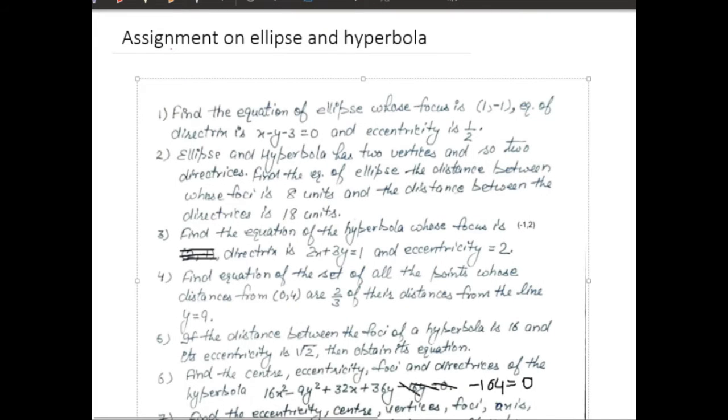Hello, here are the 7 questions of assignment on ellipse and hyperbola. I have sorted them too. Before we discuss the important points of these 7 questions, I just wanted to say something on a general note.